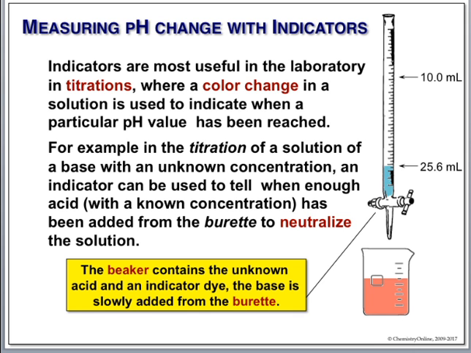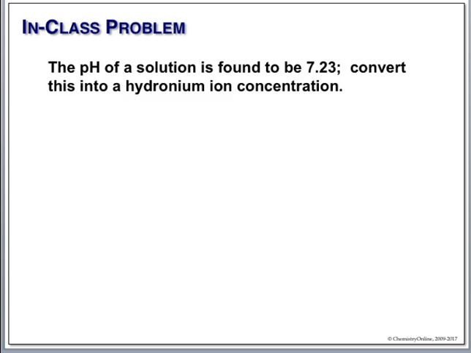All right, let's go one step further now. Pull out your calculator, I'm pulling up mine. I have a solution. I'm allowed to use a pH meter because I won't break it. And I find that the pH of the solution is 7.23. What is my hydronium ion concentration? How in the world do you do this?